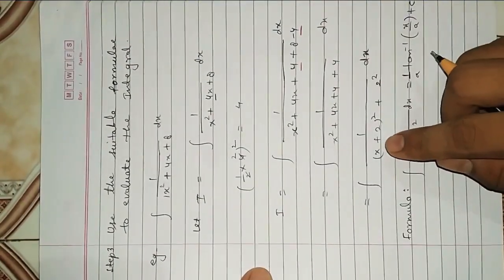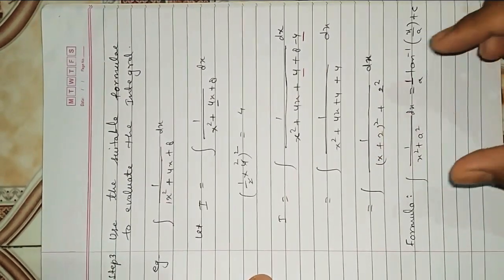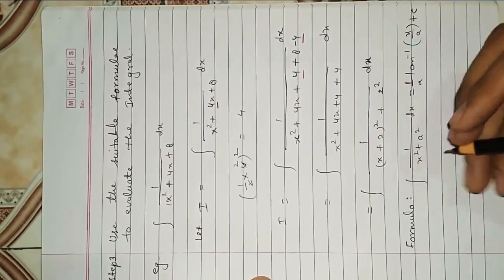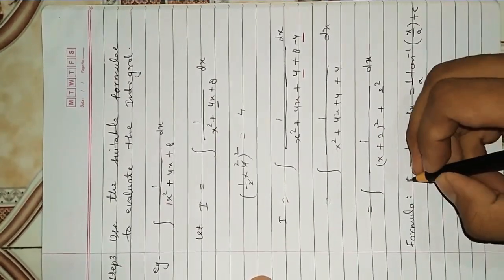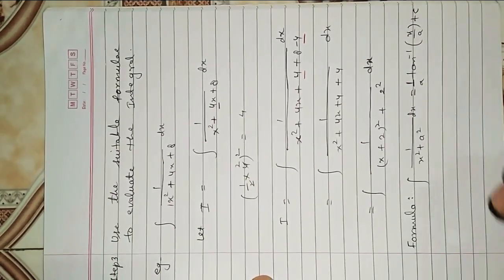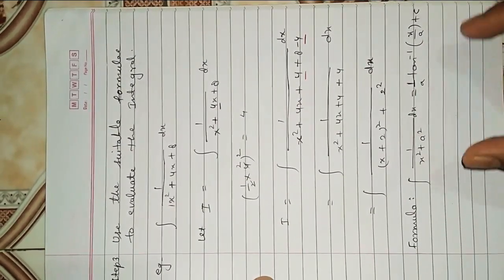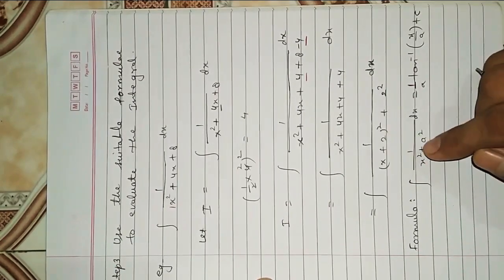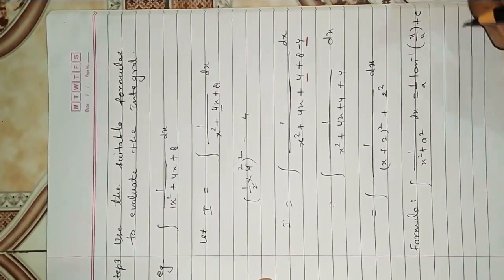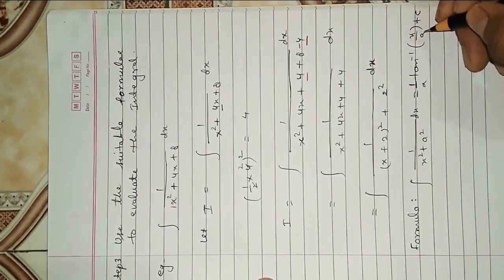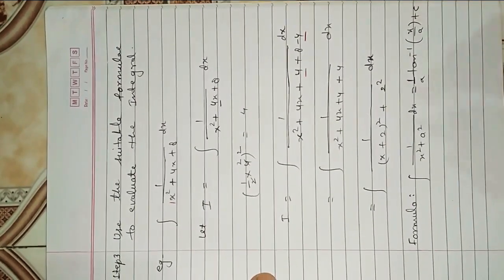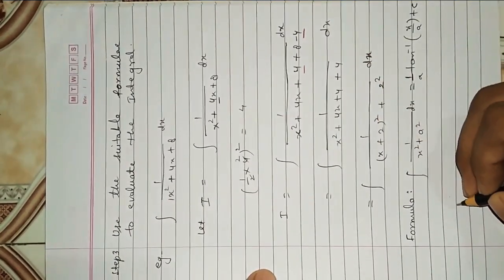So these, you can see here, it's a perfect formula basis. So I have written here the formulas. You need to remember these formulas. Formula 1, these are the general formulas: the integral of 1 upon x square plus a square into dx equals 1 by a tan inverse of x by a plus c. So I am going to apply the formula directly.